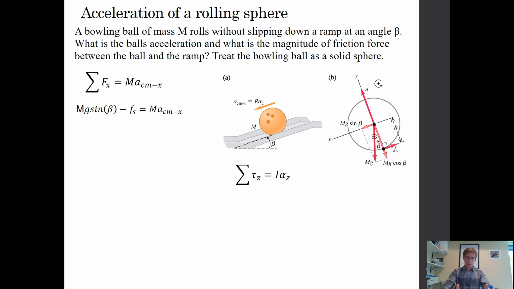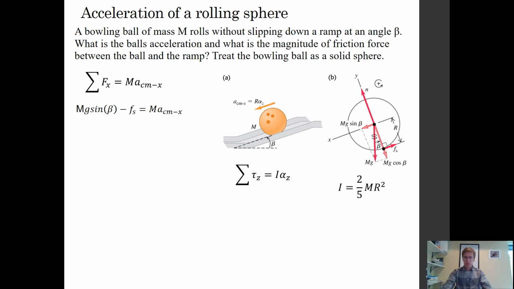Notice I'm not even doing the sum of the forces in the y right now. I could. It'd tell me the normal force equals mg cosine beta, but that's not necessary at present. So the sum of the torques equals I alpha. Again, if you go back and check out that diagram with all the different moments of inertia for different geometries, we find for a solid sphere it's 2/5 mr squared.